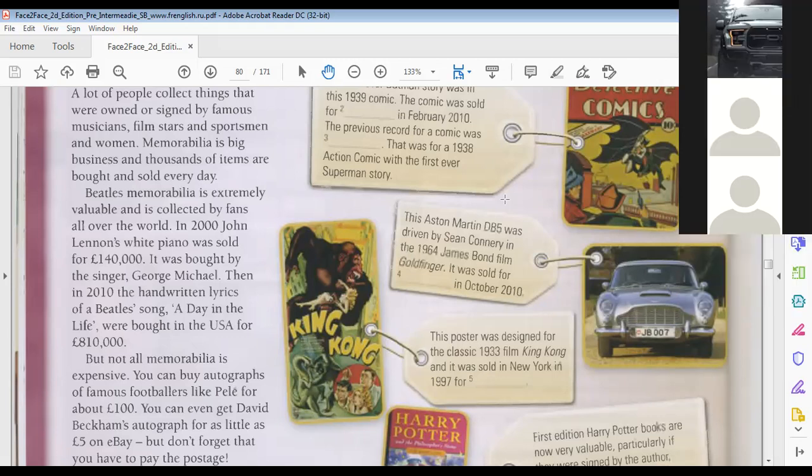What do you think, Sophia? What's your question? So the question is about passive. Can you find passive examples in the article? Yes.